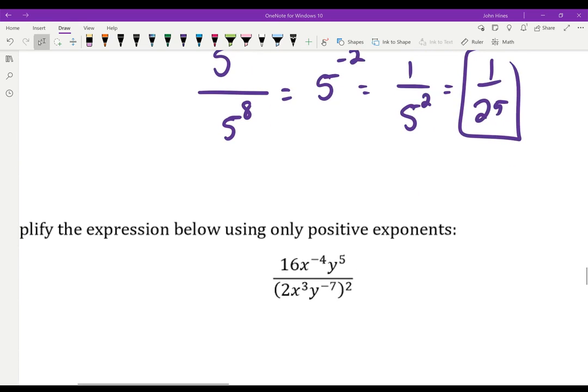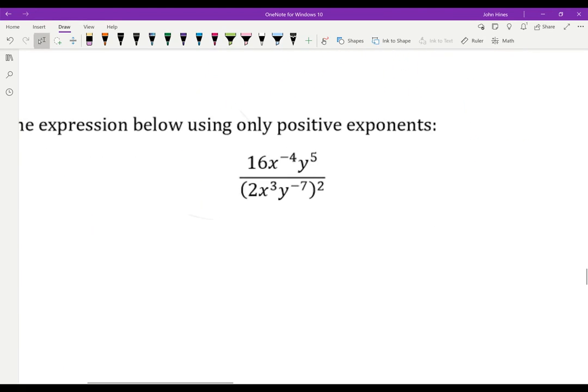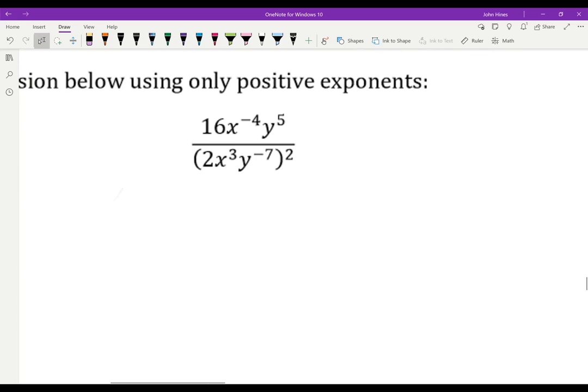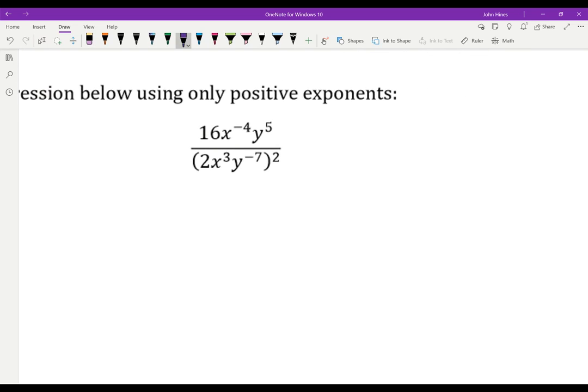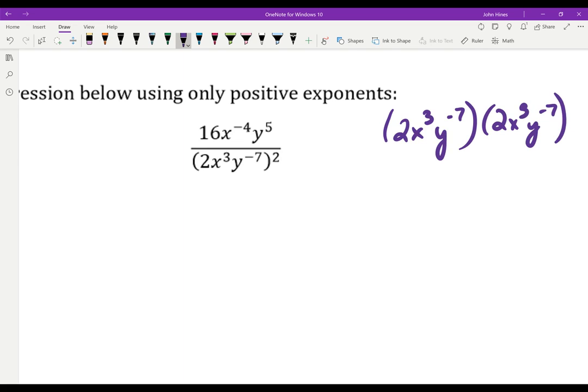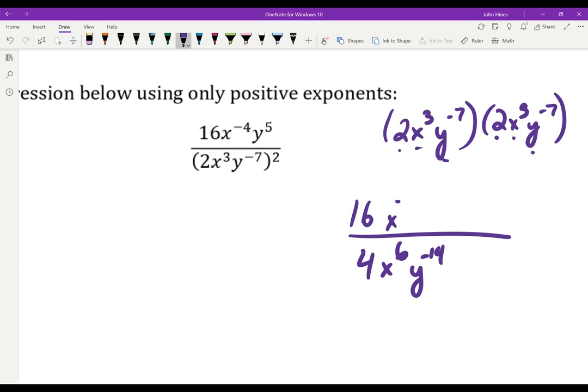And finally, last one here. Simplify this expression using only positive exponents. All right, so the first thing I notice is I got this squared in the denominator. So let's deal with that. 2x to the third, y to the negative 7 times 2x to the third, y to the negative 7. So what's really in my denominator there? Well, it's 4x to the 6th, y to the negative 14. And that's still up top there.